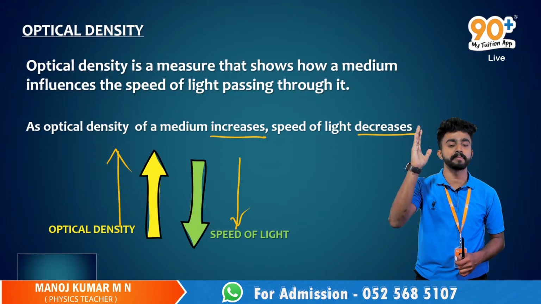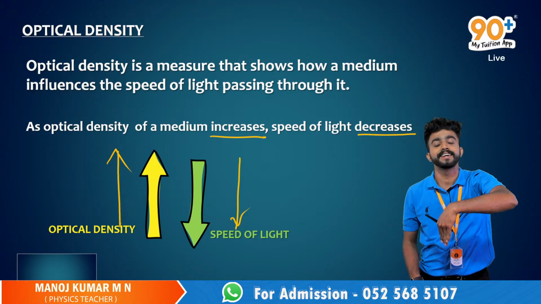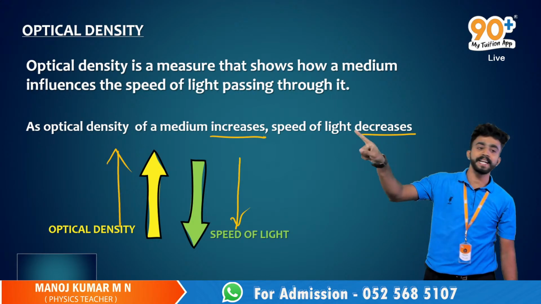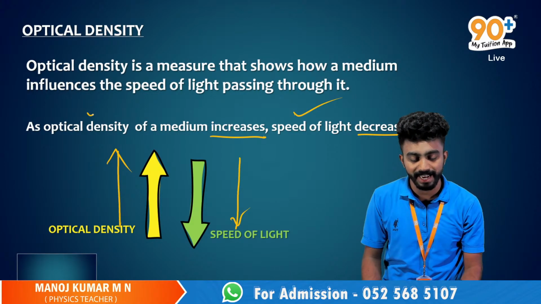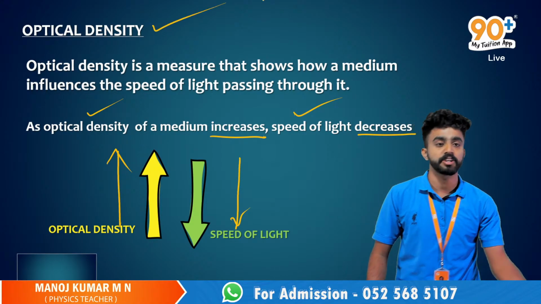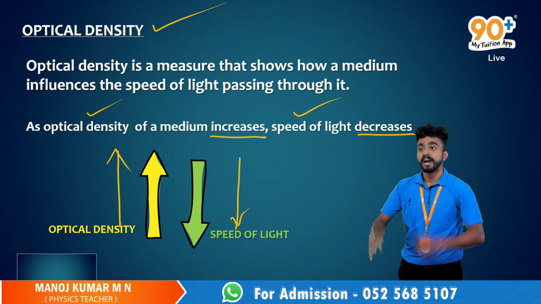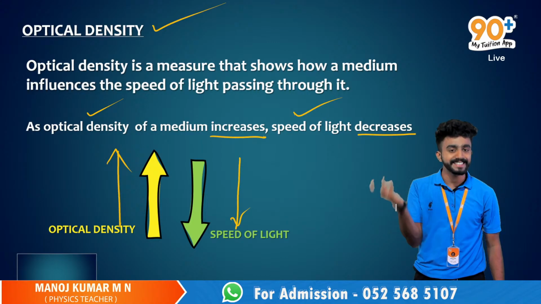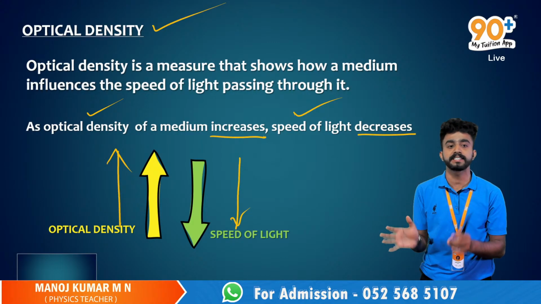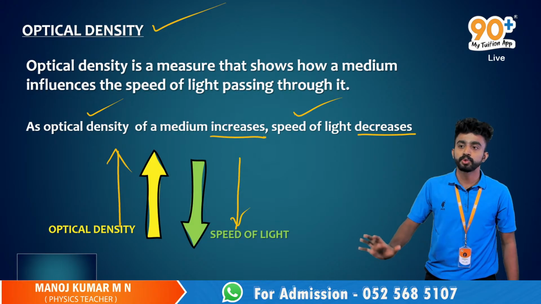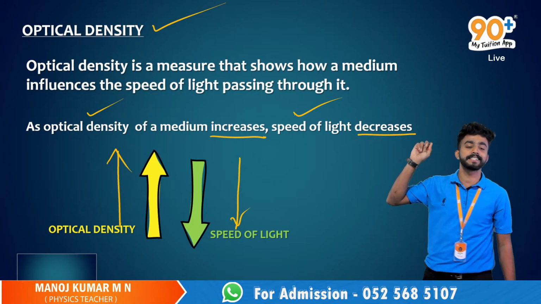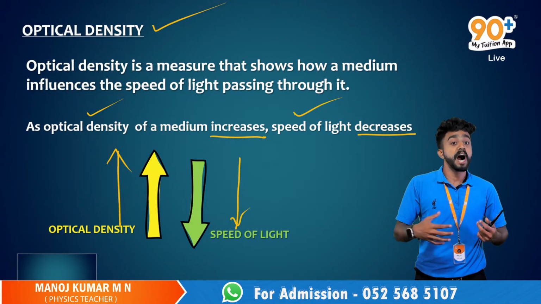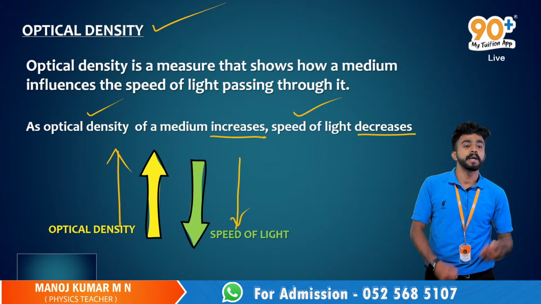As the optical density of a medium increases, the speed of light will decrease. So if you think about the inverse relation of speed of light and optical density, you will understand the concept of optical density. Got it? How to get the concept of optical density related with the speed of light? Understand that as the optical density of a medium increases, the speed of light decreases. So that you will understand the concept of optical density, that is, it is a measure of how much denser that medium is. It's a measure that shows how a medium influences the speed of light passing through it.